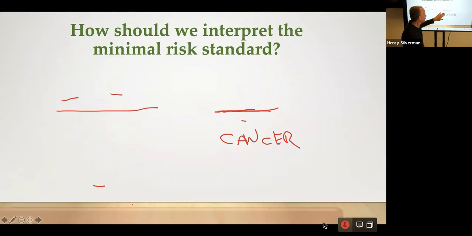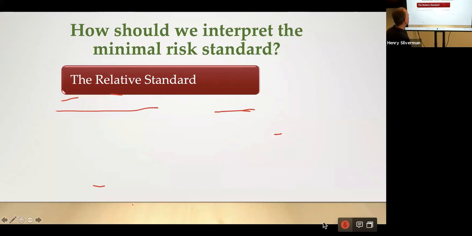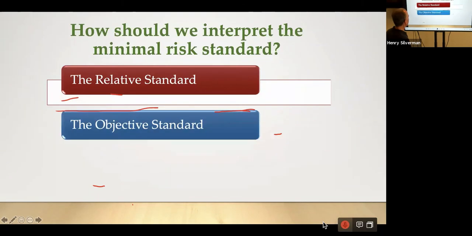That's the major point. So actually, we have two standards: the relative standard and the objective standard. If we link it to patients enrolled in the protocol, we have the relative standard. And depending on the protocol, we're going to have different concepts of minimal risk. If we link it to healthy individuals, that's more of an objective standard.